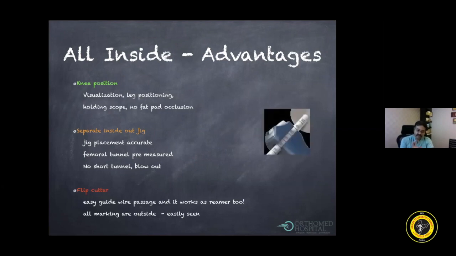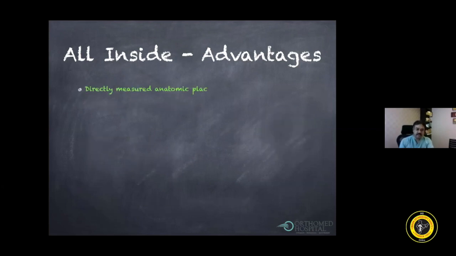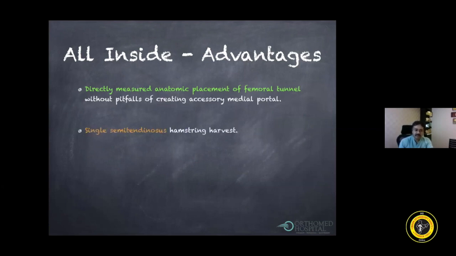And the flip cutter is the key here, where you can flip it, which works as a guide wire as well as a reamer. It's a single stage. You don't need to pass a guide wire and then a reamer in two stages. It's a one-stage procedure, and it's always easier. And it is directly measured anatomic placement of the femoral tunnel, without making any additional accessory medial portals. That's the main advantage of this technique.